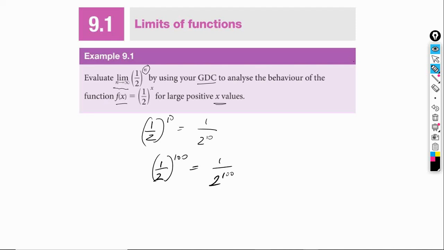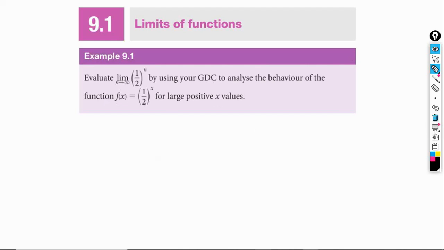So obviously, the limit as n approaches infinity for (1/2)^n is 0, because these values are getting closer and closer to 0. If you divide 1 by larger and larger numbers, you get closer and closer to 0. So we're going to see that in the next slide where there is a graph. So let's move on to the next slide.